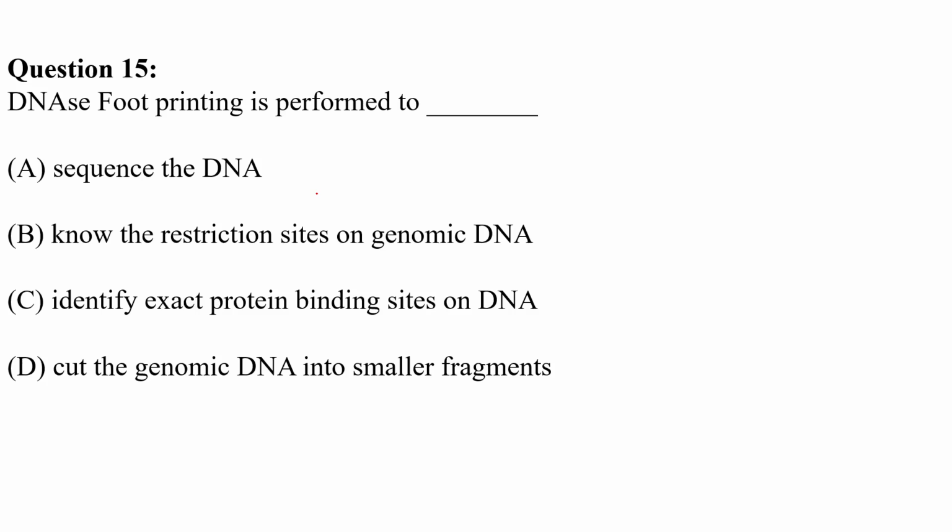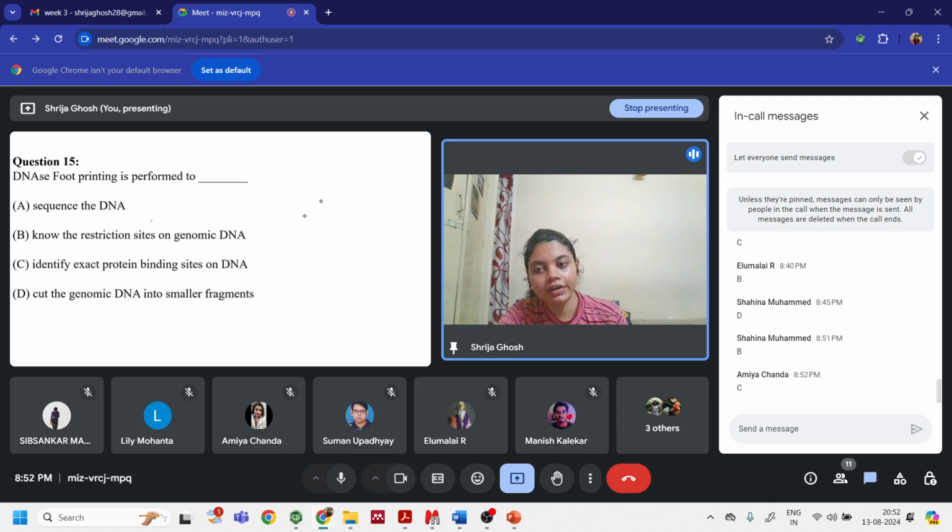So, DNA footprinting is performed to sequence the DNA, to know the restriction sites on the genomic DNA, to identify the exact protein binding sites, or to cut the genomic DNA into smaller fragments. Okay, Ami has answered option C. Identify exact protein binding sites on the DNA. That is the correct answer. So, DNA footprinting is to find out at which location the protein is binding.